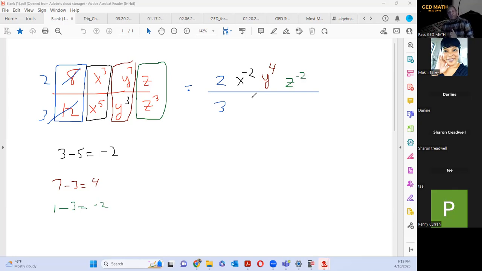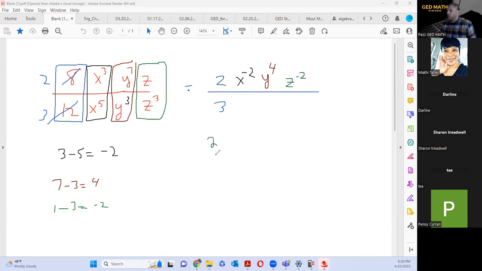But listen, remember what I tell you. You have a negative exponent. You won't see an answer with a negative exponent on the GED, so you have to make it positive. So if it's on the top, where are we going to put it? At the bottom.